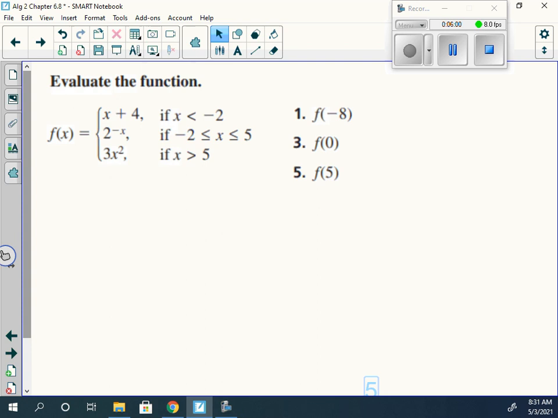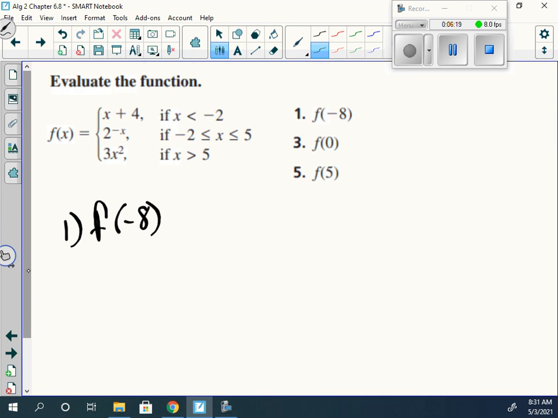Now, we don't have to be restricted to just 2 functions. We could have 3. Like these here. So we'll look at part 1 first. We'll say f of negative 8. And again, we're trying to see which conditional statement is met. So we have 3 inequality statements, because we have x less than negative 2, negative 2 is less than or equal to x is less than or equal to 5, and we have x is greater than 5.